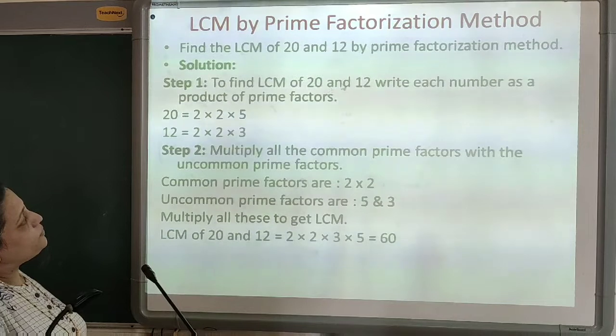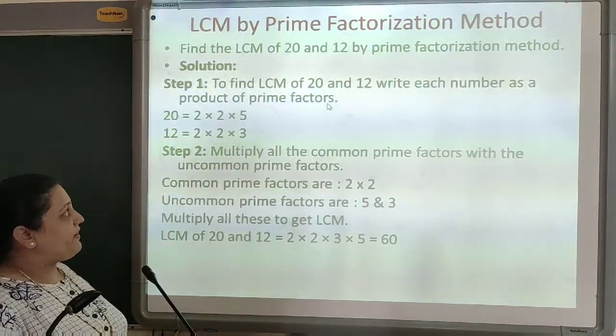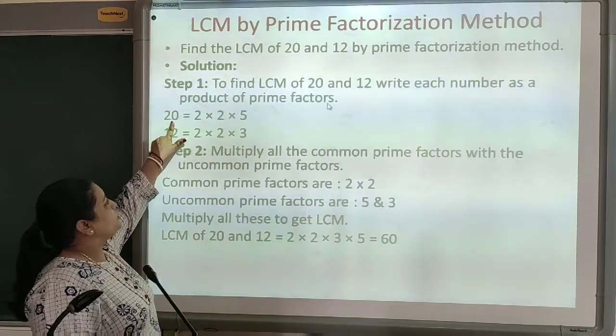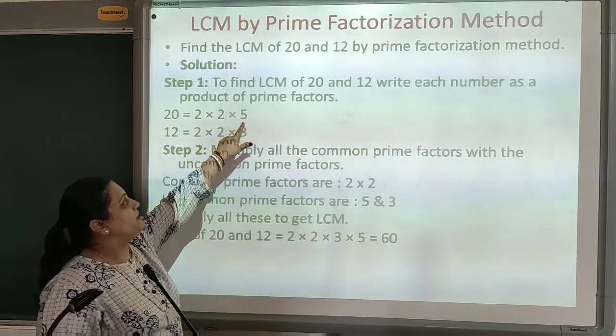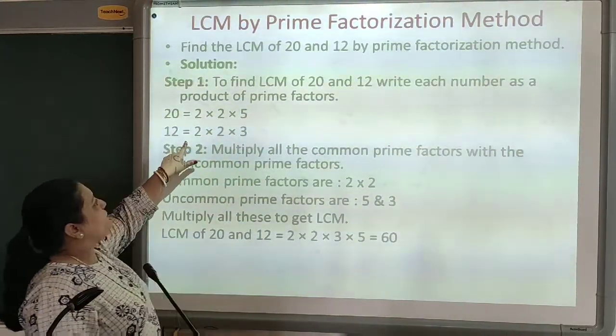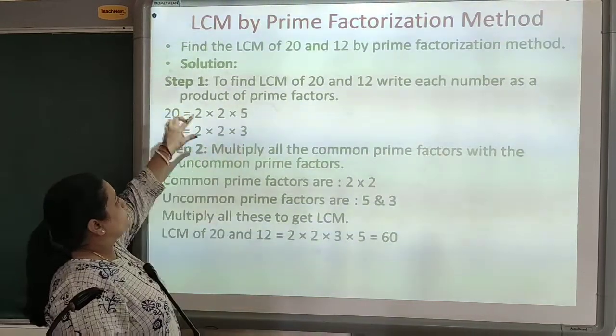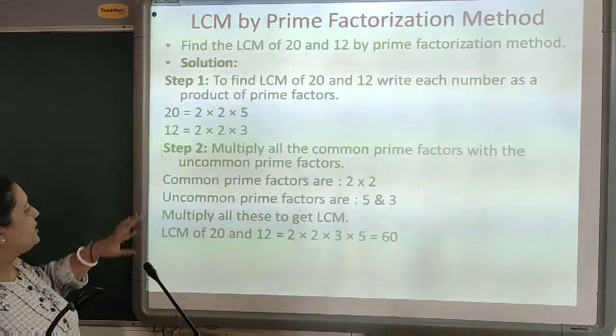To find the LCM of 20 and 12, write each number as a product of prime factors. So what are the prime factors of 20? 2, 2, 5. 2 2s are 4, 4 5s are 20. Or else in reverse you can say 5 2s are 10, 10 2s are 20. Same for 12: 2, 2 and 3. So these are the prime factors of 20 and 12.